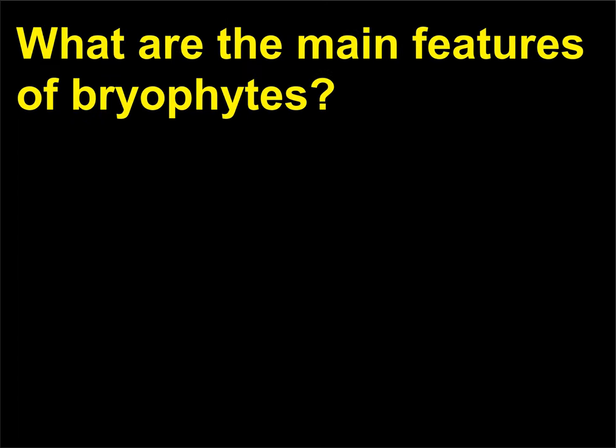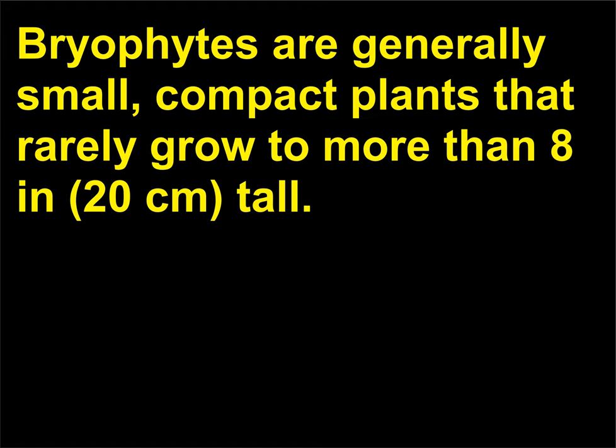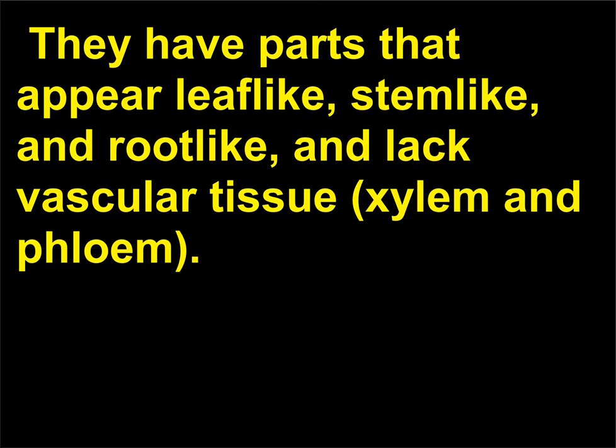What are the main features of bryophytes? Bryophytes are generally small, compact plants that rarely grow to more than 8 in, 20 centimeters, tall. They have parts that appear leaf-like, stem-like, and root-like, and lack vascular tissue, xylem and phloem.